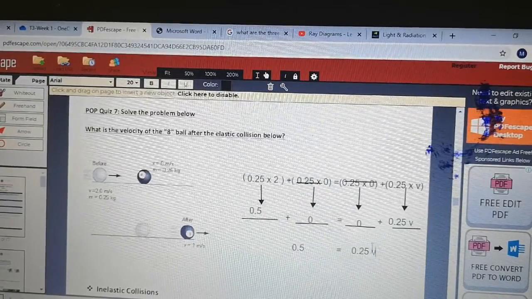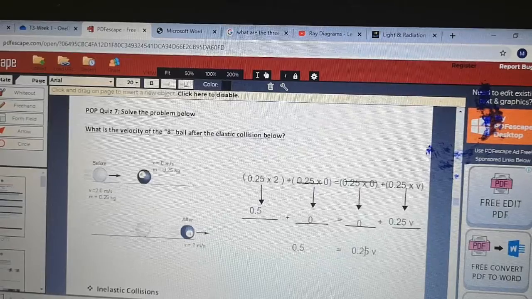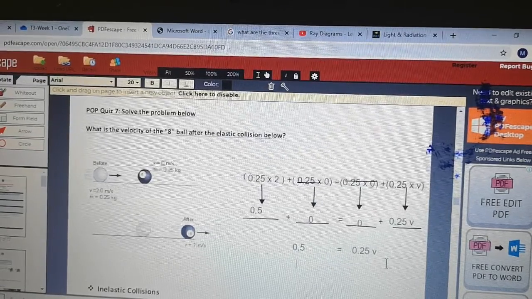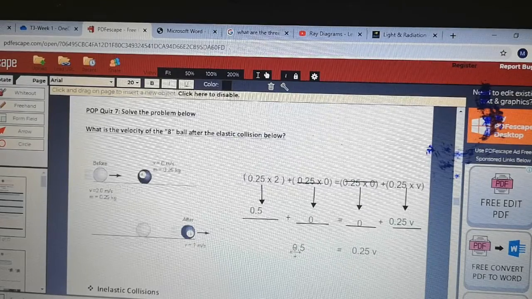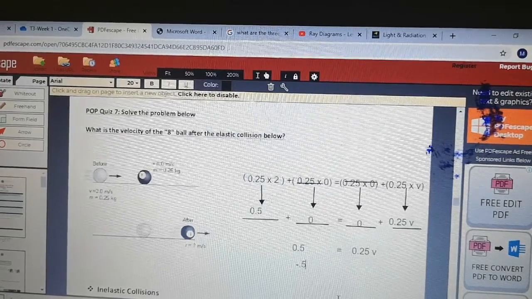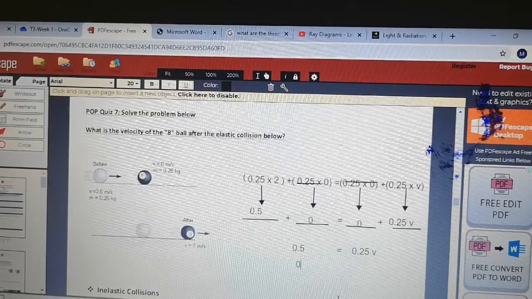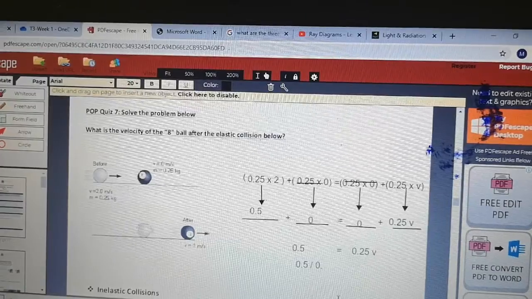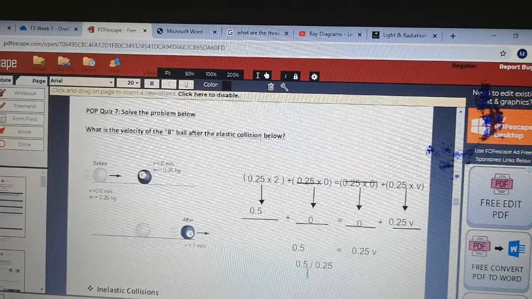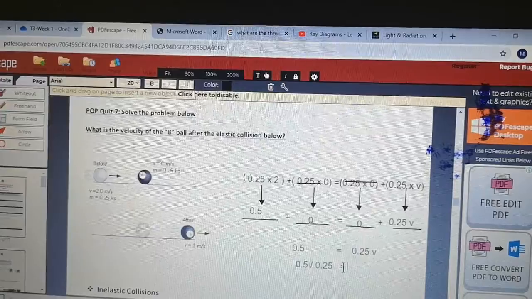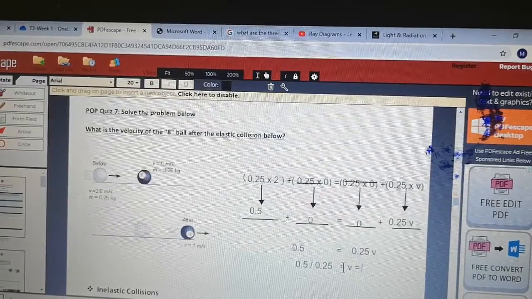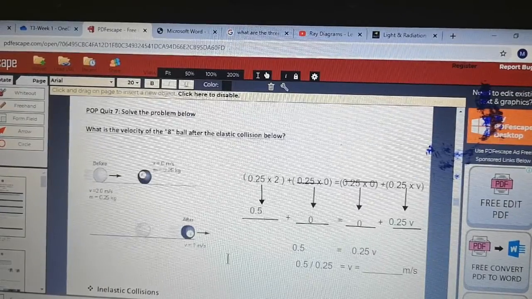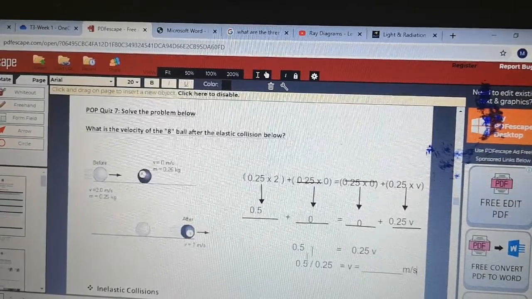So 0.5 equals a half V, or a quarter V, sorry, 0.25 V. So rearrange it for V. You know from your maths that if you have multiply here, you have to put it to divide. So it's 0.5 divided by 0.25. Remember, this dash just means divide, yeah? Equals V. And don't forget your units for V, meters per second. So we solved it. Just put this in your calculator to show your working.